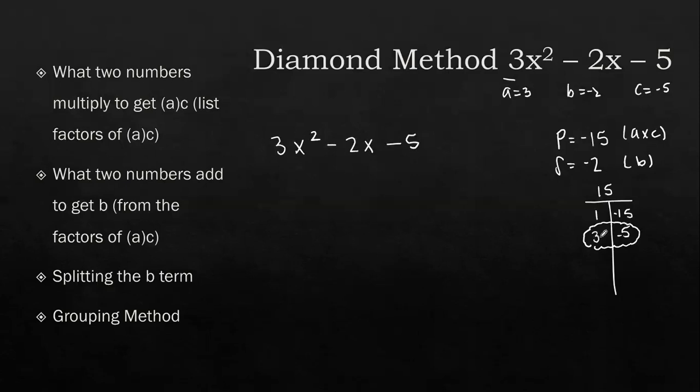Once we find our two numbers, we're going to split our middle term. So I like to draw arrows to split my middle term. So it'll be 3x squared. Then I'm going to take what I have here, plus 3x minus 5x minus 5. The reason I can split this is because it gives me the same thing. Positive 3x and negative 5x combined would give me -2x. So I have not changed my trinomial. It's the same thing. I just split my middle term.